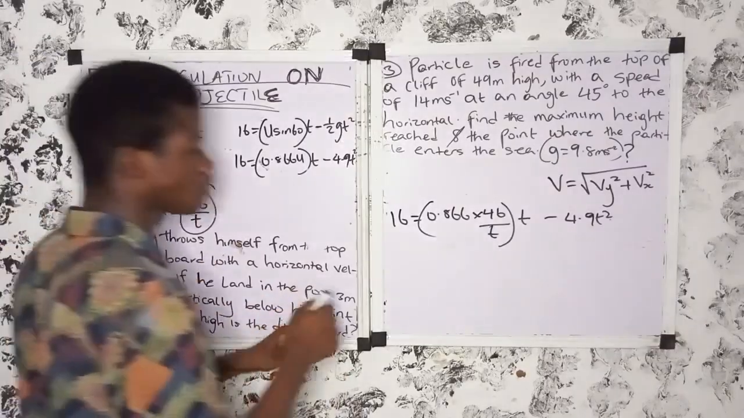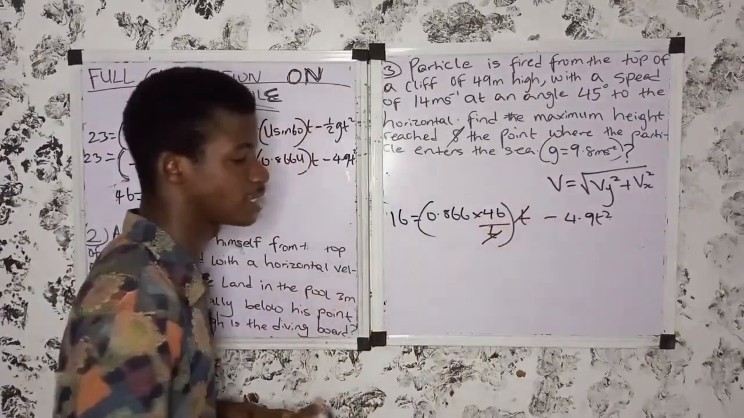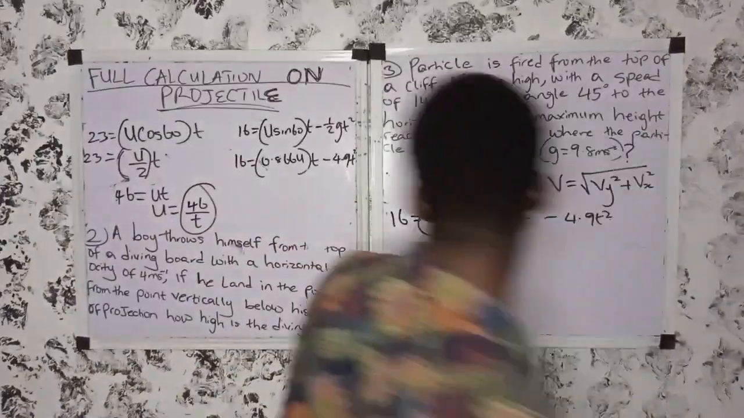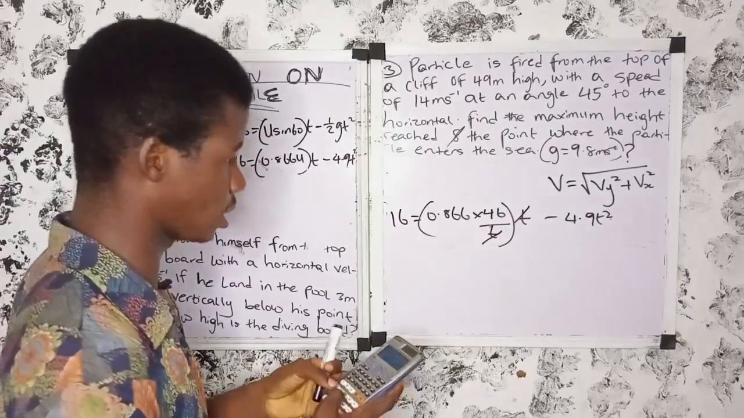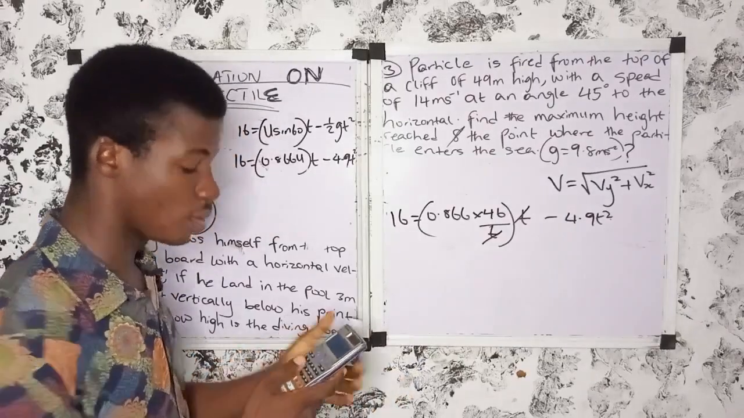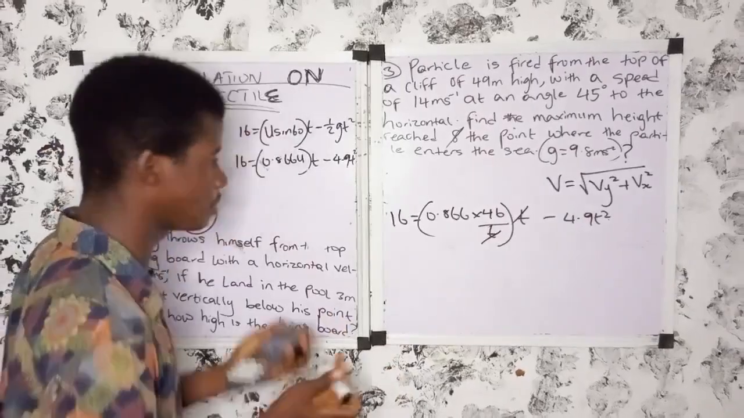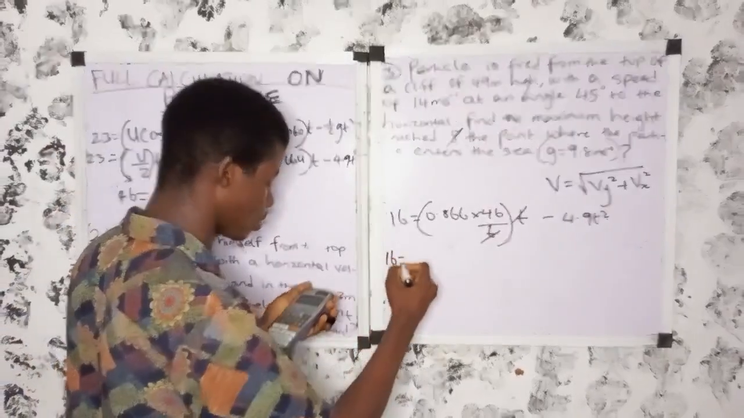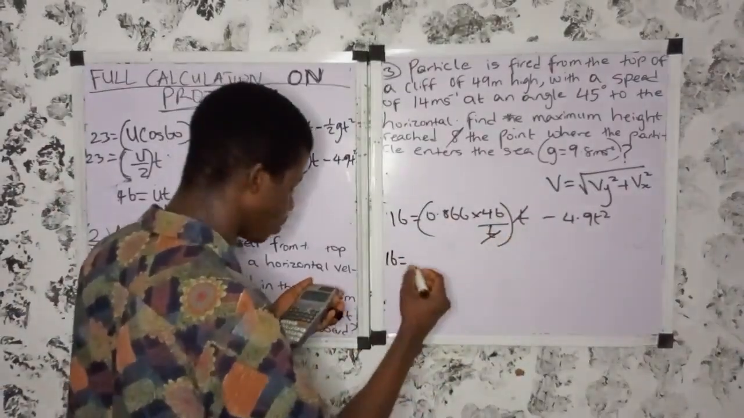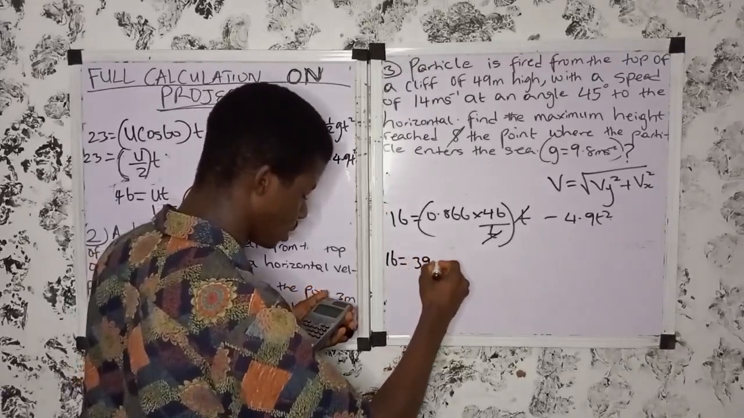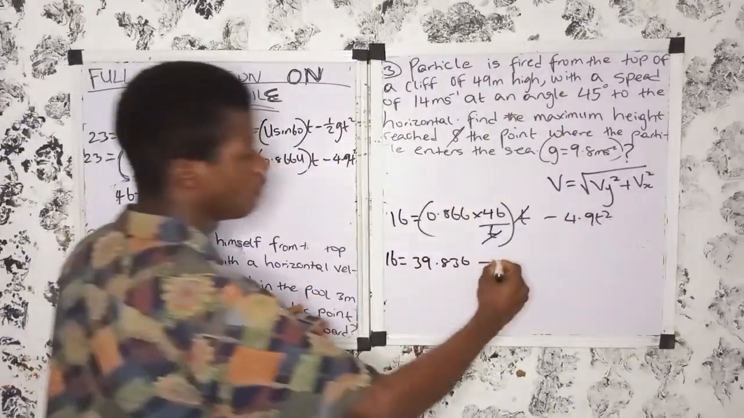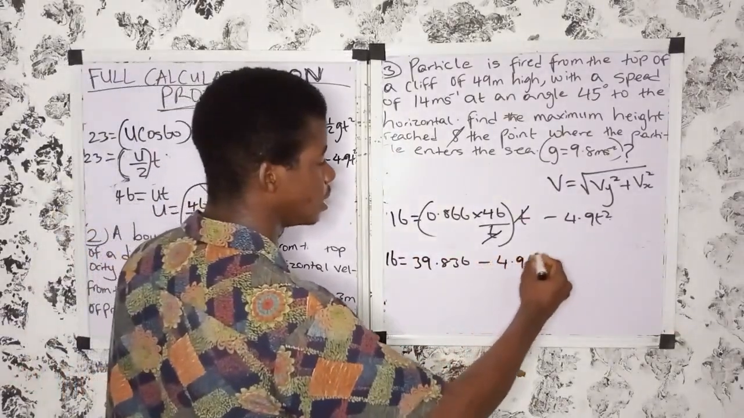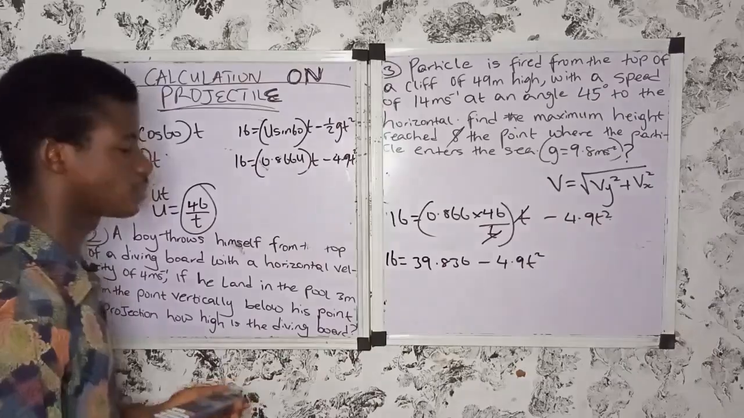Now let's continue. This time we cancel t, right? So 0.866 times 46 will give us 39 points. Let me just write it. So 16 equals, if you multiply everything here, 39.836. Okay, then minus 4.9t square. Okay, so let's continue.